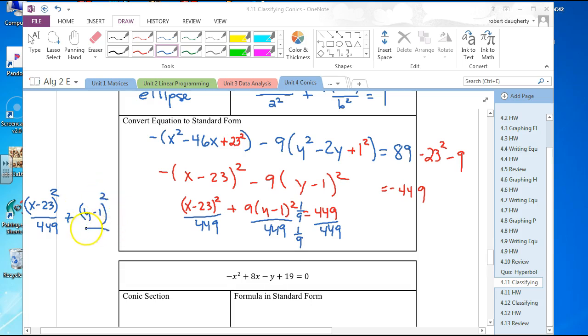Kyle acts like I'm punishing him over here. 449 over 9 equal 1. That's it. So I don't know if I meant for that to be the answer or not, but that is the answer for this one.